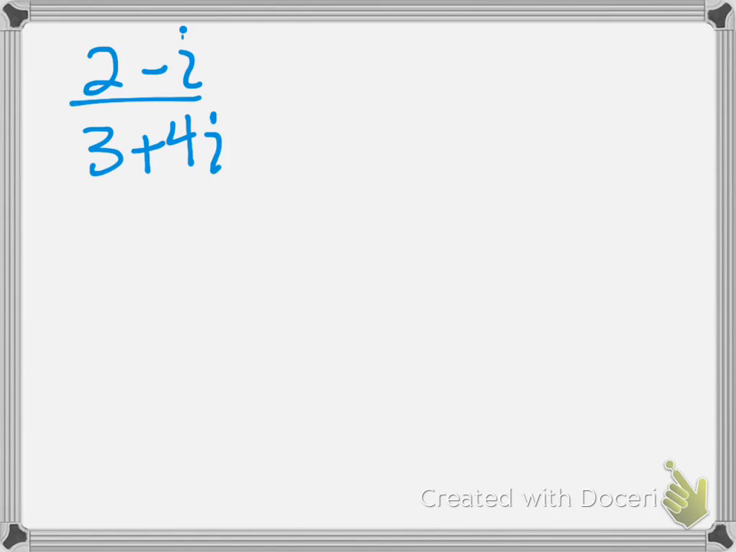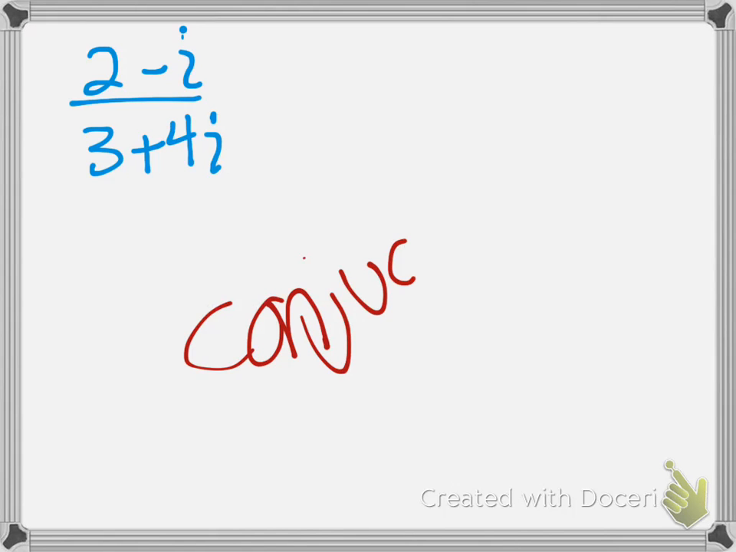So what if I were to do a division? Let's do 2 minus i all over 3 plus 4i. That's now I'm dividing these complex numbers. Okay, so the way you divide complex numbers, really simple. It's always going to be the same thing. It's going to be what you call the conjugate.